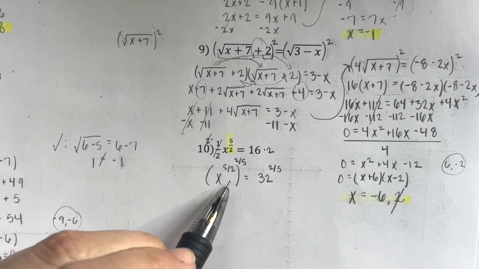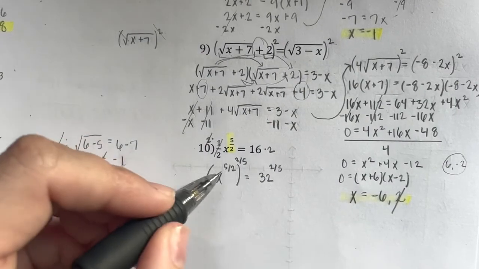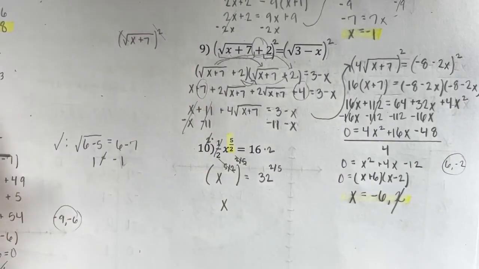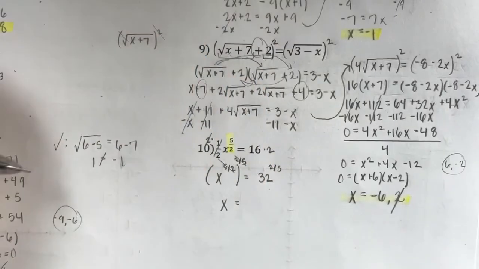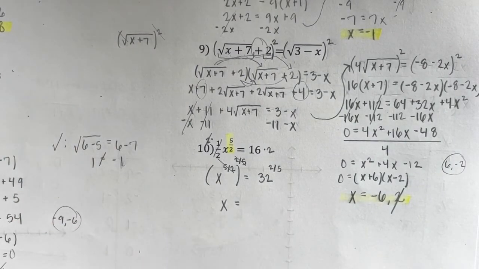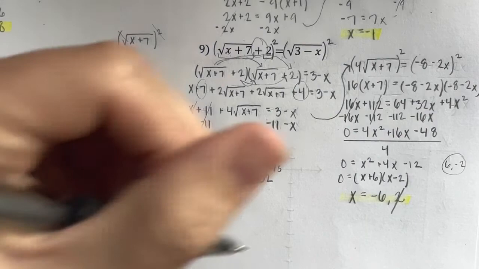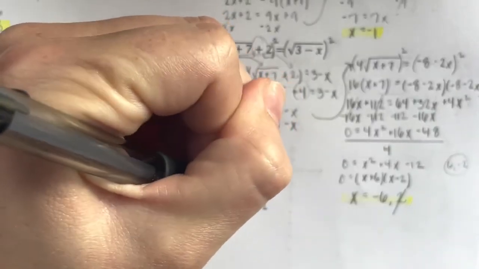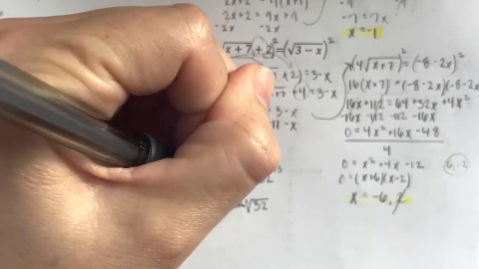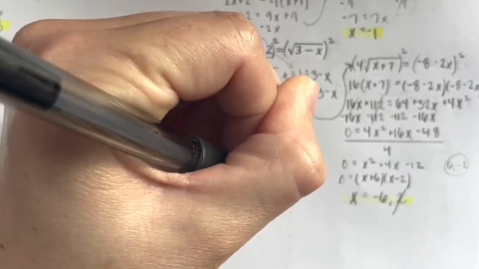So x to the 5/2 to the 2/5, those just undo each other, and we're left with x to the 1st power on the left side. And then on the right side, I have 32 to the 2/5, so it may be easier to simplify it if I put it in radical form. So the 32 would go inside the radical. The 5, the denominator, is the root or the index, and then the 2 becomes my exponent.